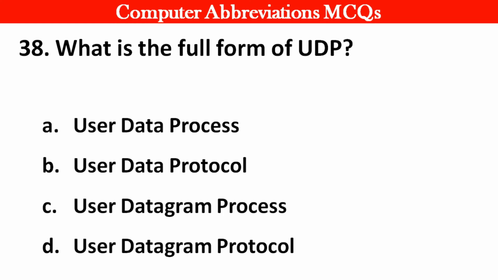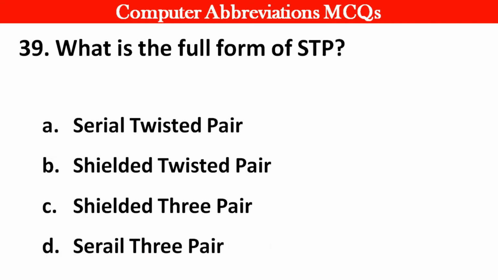Next question. What is the full form of UDP? Right answer is option D, User Datagram Protocol. Next question. What is the full form of STP? Right answer is option B, Shielded Twisted Pair.